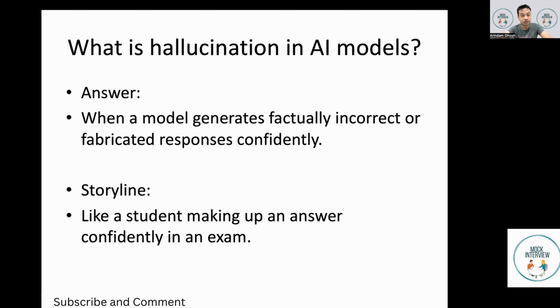Great. Next question. What is hallucination in AI models? Answer: when a model generates factually incorrect or fabricated responses confidently. Storyline: like a student making up an answer confidently in an exam. How correct or incorrect the response is depends on hallucination in AI models, because as we know, AI is not always 100% accurate. In some cases it might hallucinate, and based on that, it might give an incorrect result.